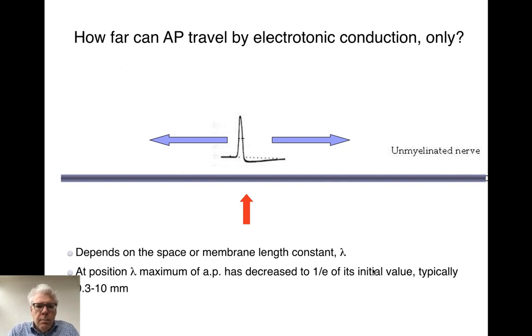So it depends on how large that value is, how far an action potential can travel by electrotonic conduction only, because at a position lambda from the position where the action potential was generated, so if you move away a distance lambda, then the action potential has decreased to 1 over e of its initial value, which is typically for axons between 0.3 and 10 millimeters.